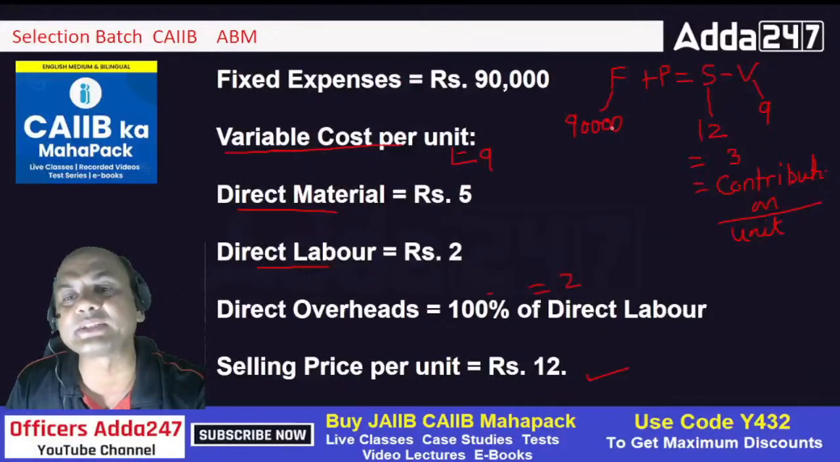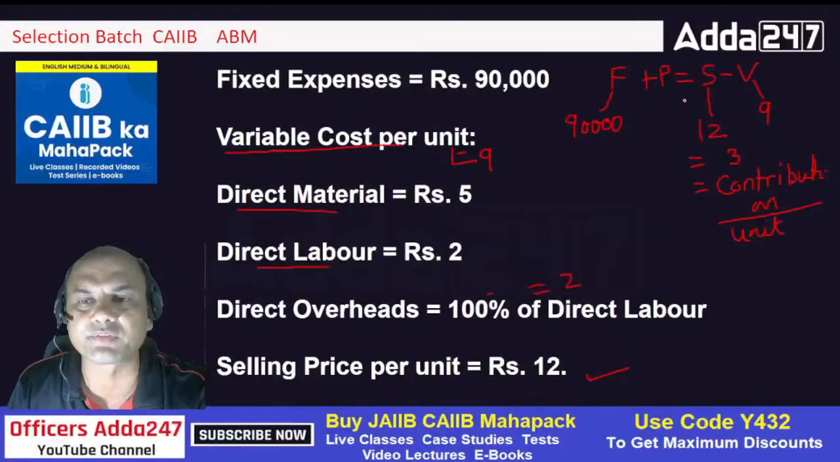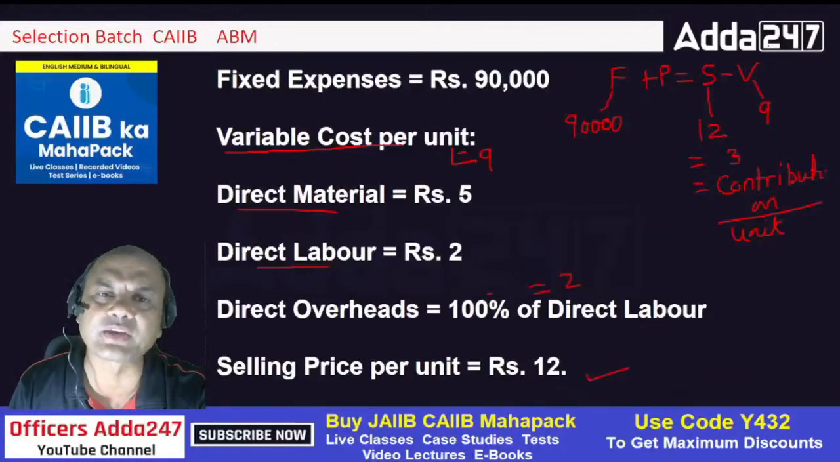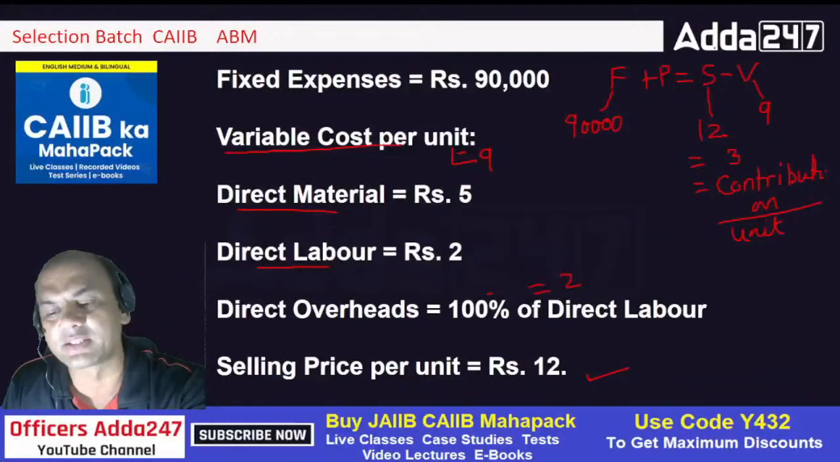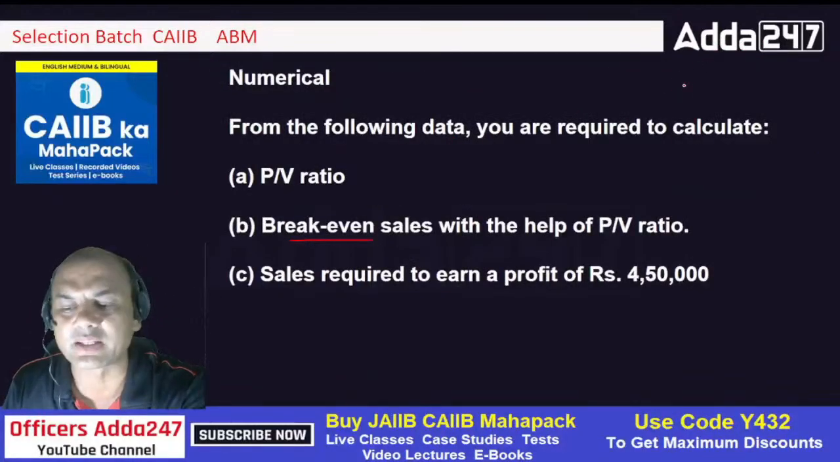Now remember one basic problem always. The basic equation of variable cost and fixed cost: F plus P equals S minus V. This is a basic equation used in finding the break-even analysis.